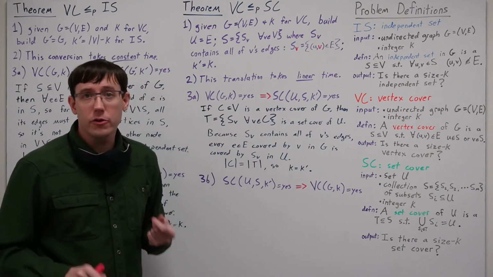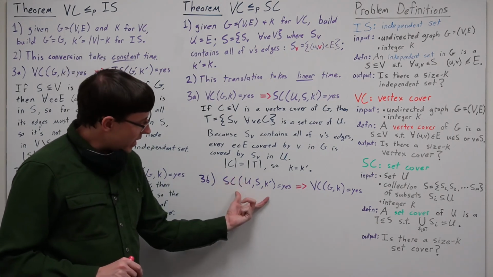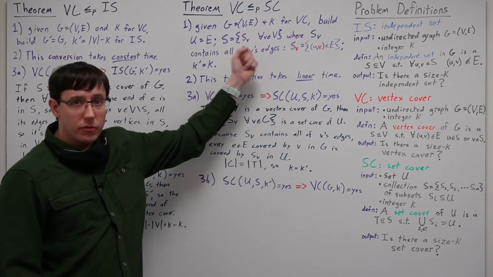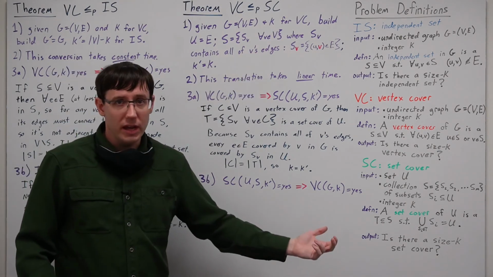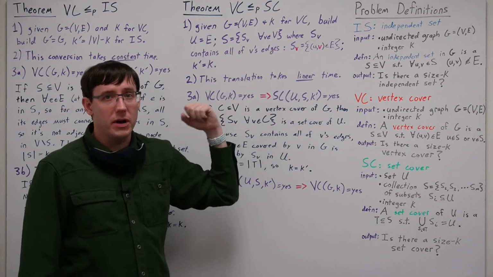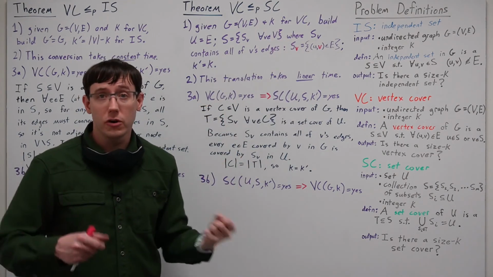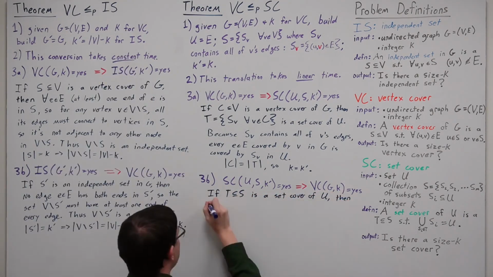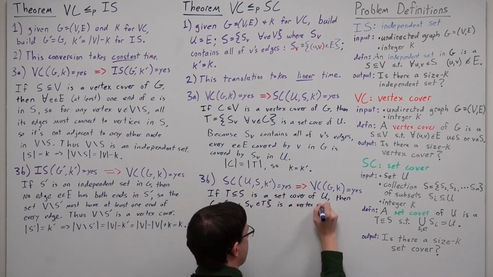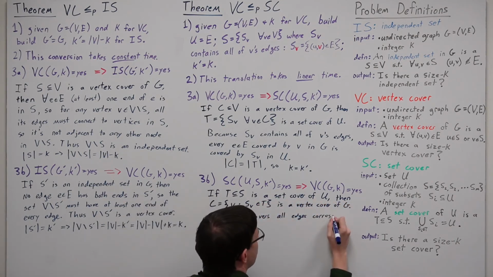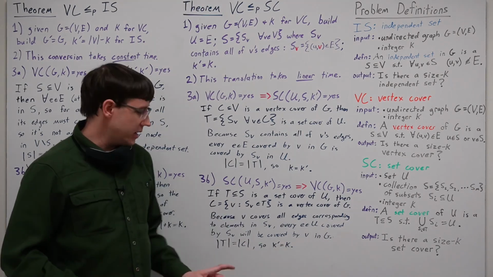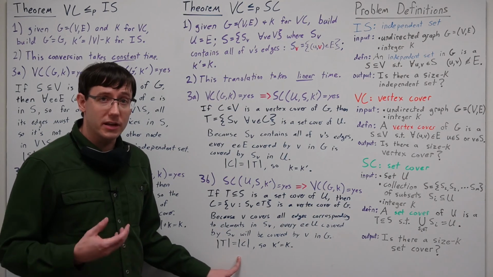The reasoning for the other direction is quite similar. If we have a set cover here, then each of those subsets corresponds to a vertex, and so the elements covered by those sets will correspond to edges covered by those vertices, and we will have a vertex cover of the same size in the graph. And once again, the size of the vertex cover is equal to the size of the set cover.